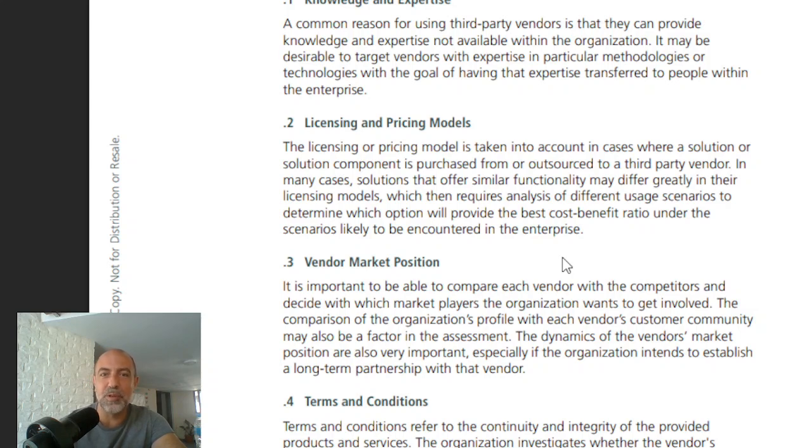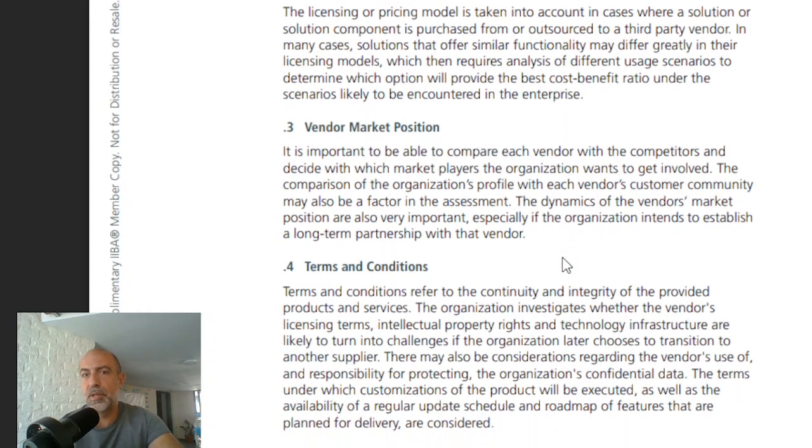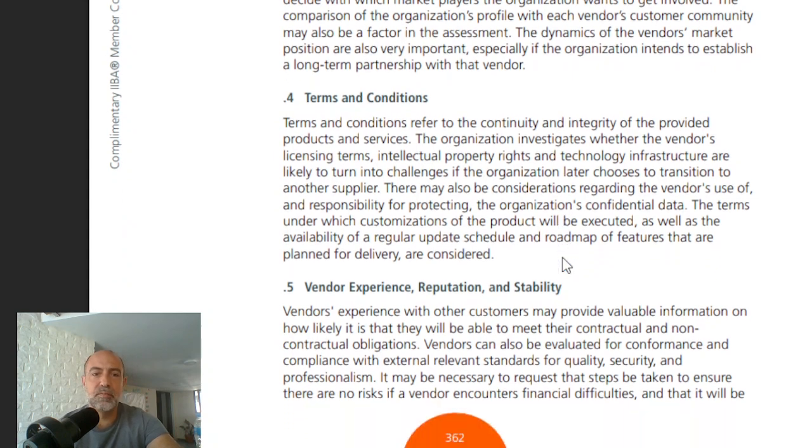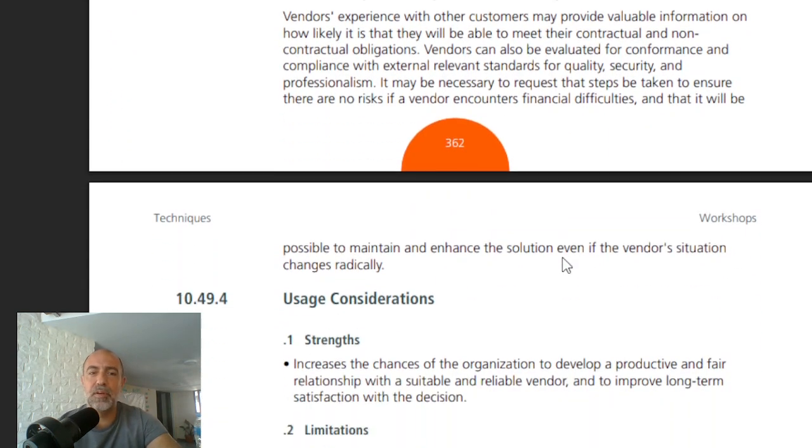The solution component is purchased from an outsourced third-party vendor. Does it contradict what we're actually working with, or other places that we work with? Because some vendors just sell you something, and some vendors rent you something, and sometimes you spend more money to buy a solution instead of renting it for the time that you need it. Vendor market position is important to be able to compare each vendor with the competitors. Terms and conditions: how do we interact with each other? And vendor experience.